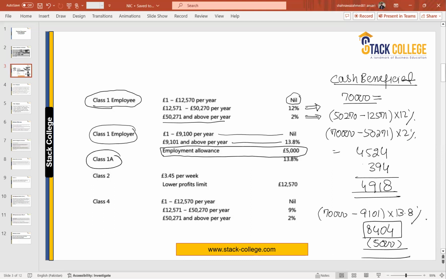The third one is class 1A, where there is no threshold, only the rate, which is the same as class 1 employer, 13.8%. So suppose, for example, a car benefit was provided to an employee, and the taxable car benefit is 2,000. So class 1A is 13.8% on the taxable car benefit, and this is 276.